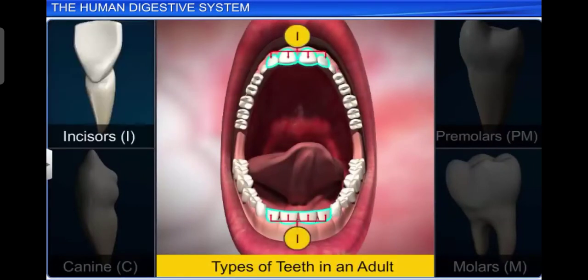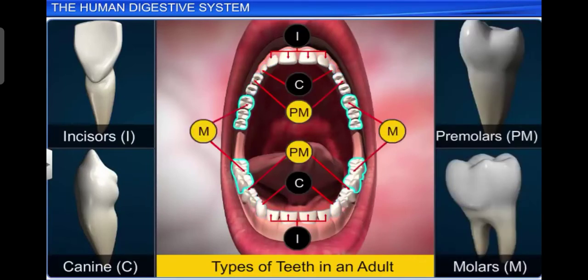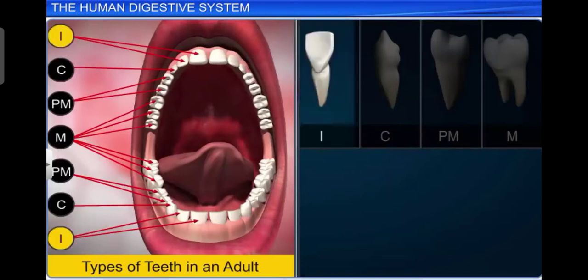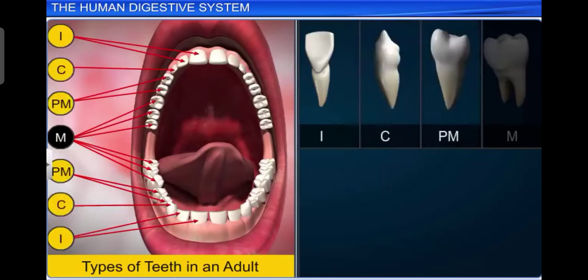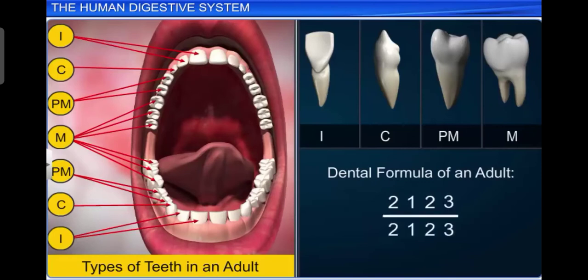An adult human has 32 permanent teeth, which are of four different types. So it is called heterodont, namely incisors I, canine C, premolars PM, and molars M. The arrangement of teeth in each half of the upper and lower jaw, in the order I, C, PM, M, is represented by a dental formula, which in humans is 2123 by 2123.